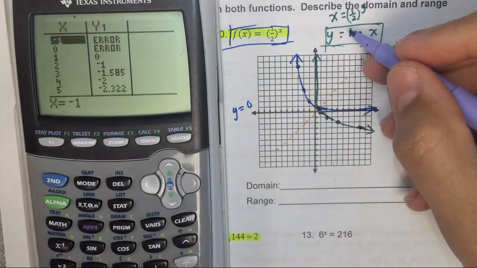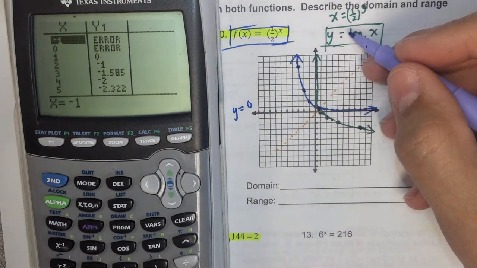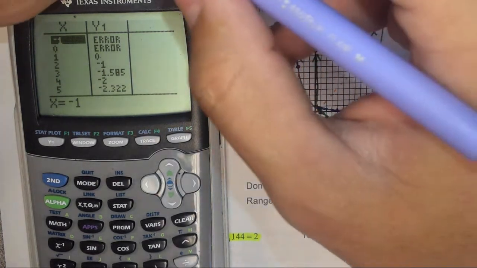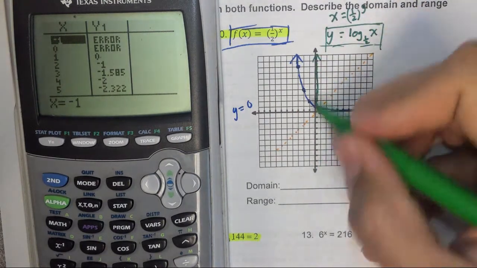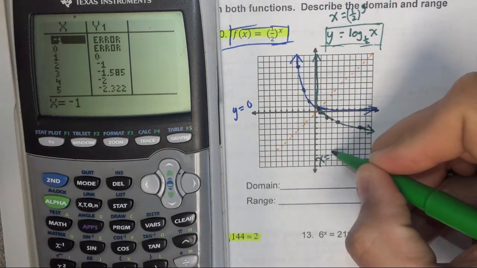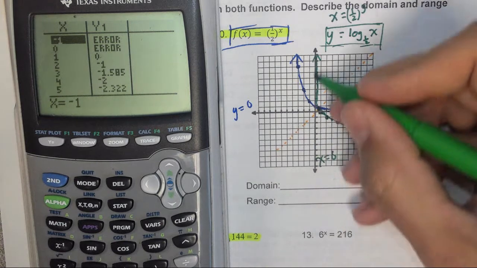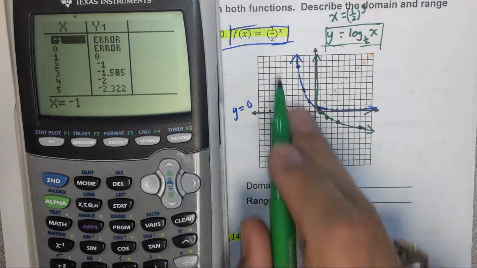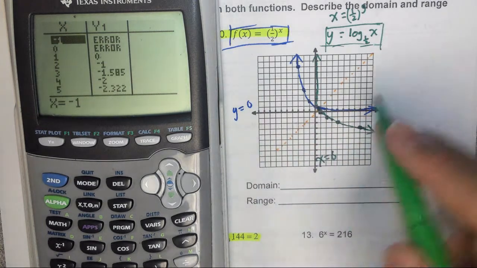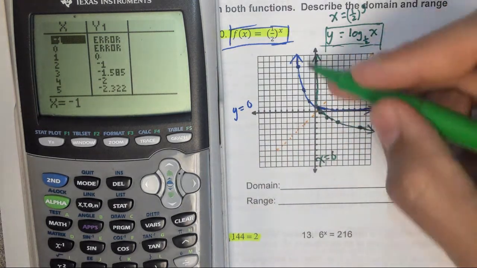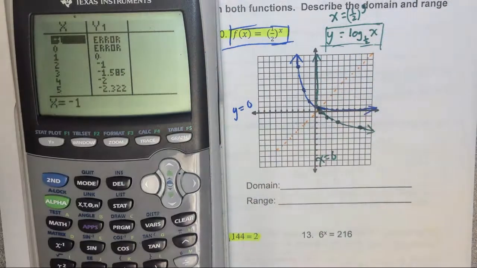This is a logarithm, which means first of all, let's talk about this asymptote. There's an asymptote here at x equals 0. That's this asymptote here for the log. Exponential has a horizontal asymptote here at y equals 0. The log has a vertical one at x equals 0.